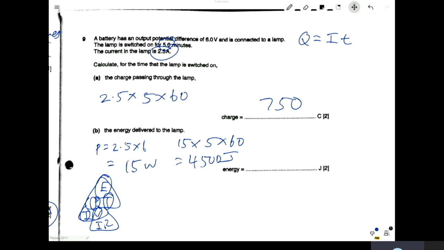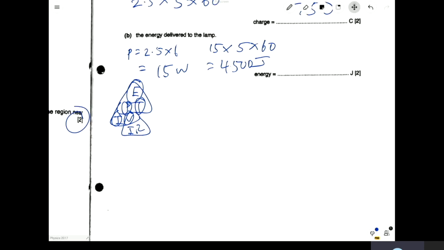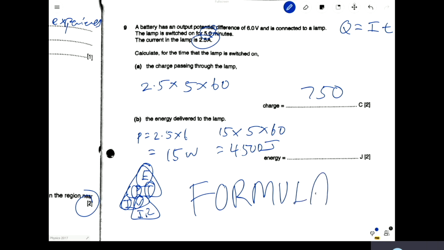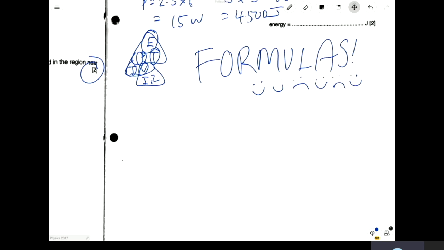So formulas, physics is all about formulas. Okay? Formulas, right? So please memorize all your formulas. Next.